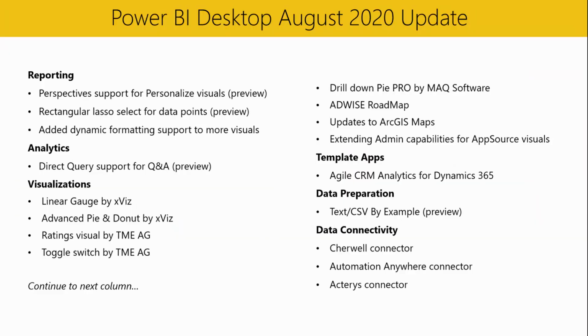Next, we've added dynamic formatting support to more visuals. These allow you to set different format strings for individual data points, like measure values on tooltips, data labels, and axes. Originally, we supported this for the table and matrix, card, and multi-row card visuals. Now, this month, we're adding dynamic formatting to column and bar charts, scatter charts, line charts, and other visuals. Christian has also provided us with a demo showcasing what you can do with dynamic formatting.